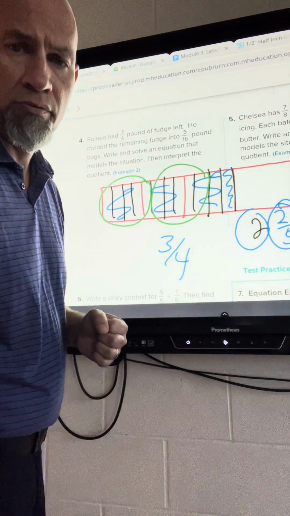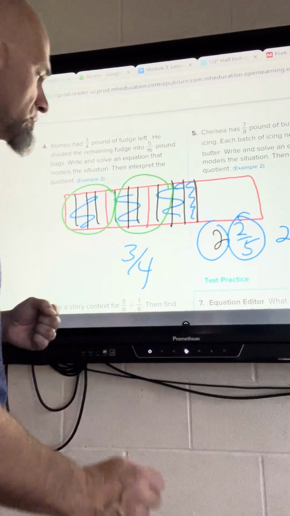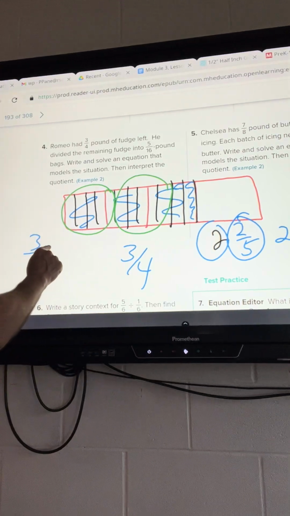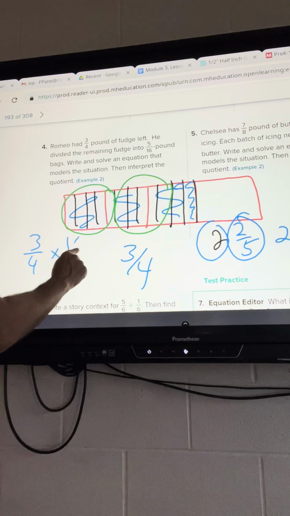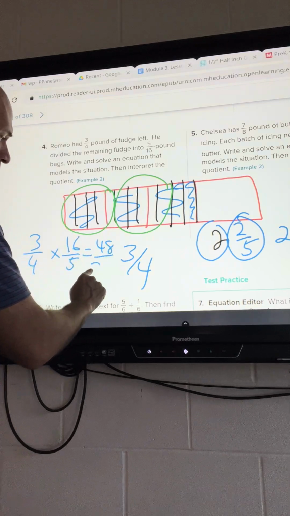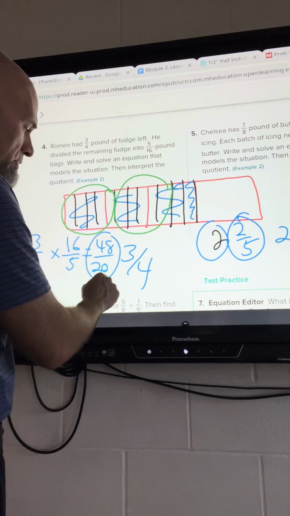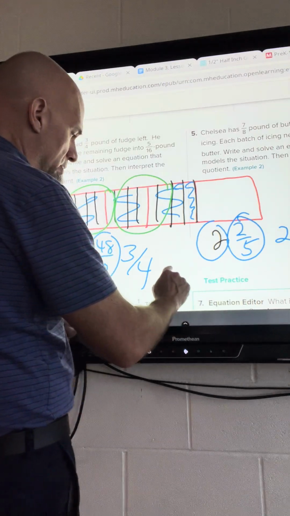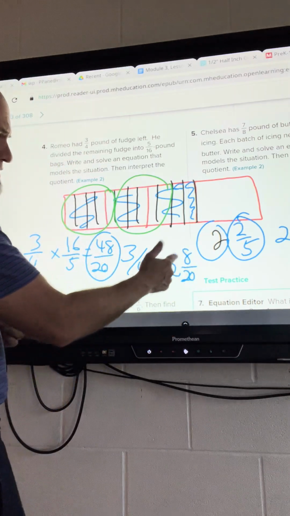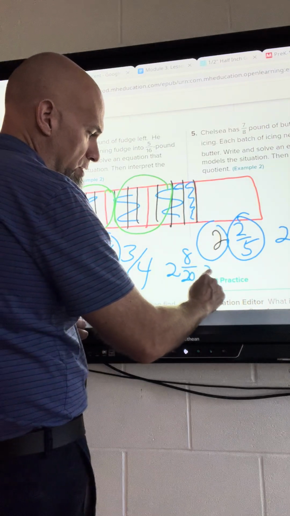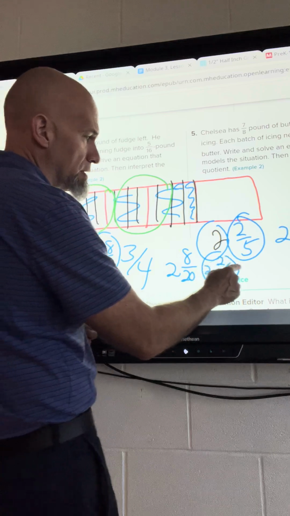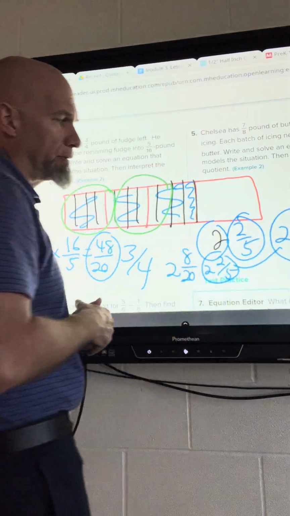All right, so now let's take a look and see if that works with the algorithm. So 3/4 divided by 5/16 will be the same as 3/4 multiplied by 16/5. We would get 48/20, and we'd make this a mixed number. 20 fits into 48 two times with 8 left over, and we could reduce 8/20 by dividing both by 4. So 4 fits into 8 twice, and it fits into 20 five times. So 2 2/5 is the same as the 2 2/5 we got here.